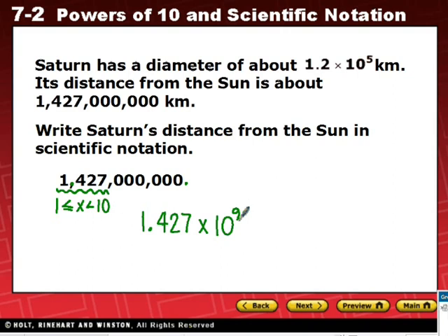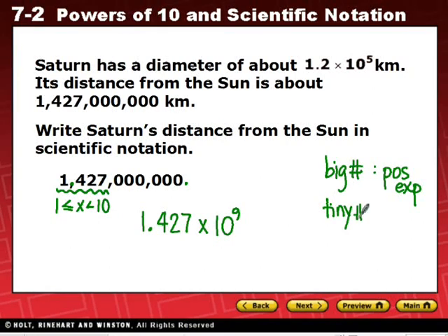Now the way that I remember whether it's going to be a positive exponent or a negative exponent is I just look at the original number. Is it a really big number? It's going to be a positive exponent. If it's a really tiny number, then it's going to be a negative exponent. Rather than trying to remember, oh, left, right, this, that, I just do it by logic. If I'm trying to make the number tiny, it's a negative exponent. If I'm trying to make the number big, then it's a positive exponent.